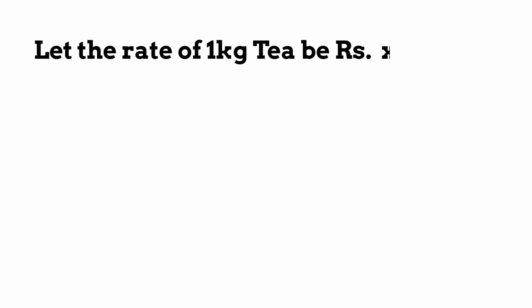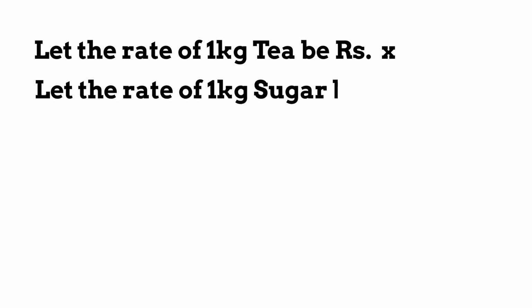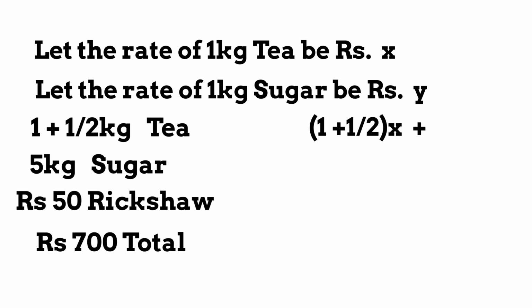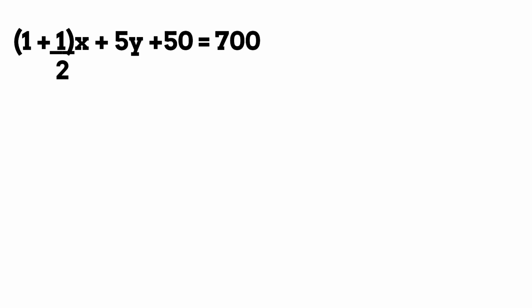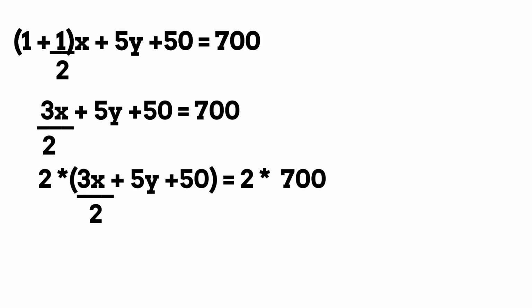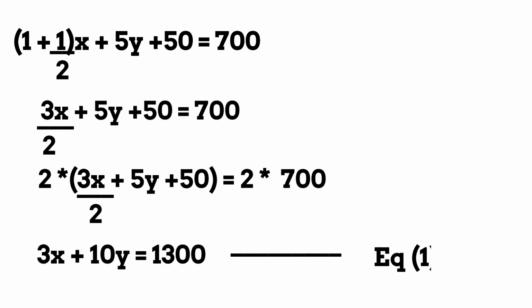Let the rate of 1 kilogram of tea be rupees x, and let the rate of 1 kilogram of sugar be rupees y. Now according to the first condition we can write 1 + 1/2 x + 5y + 50 = 700. We can rewrite the equation as 3/2 x + 5y + 50 = 700. Multiplying both sides by 2 and solving, we get 3x + 10y = 1300. Let's call this equation 1.